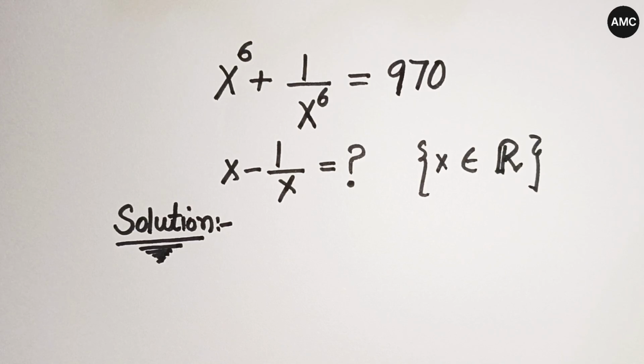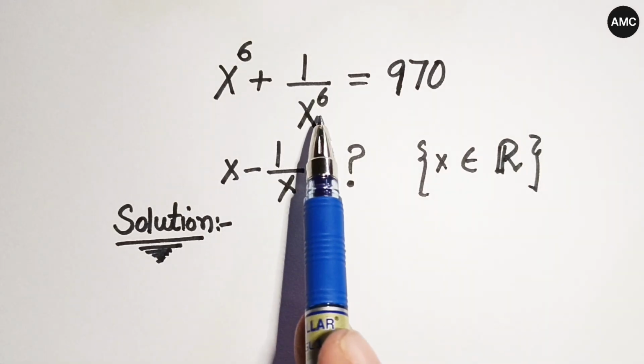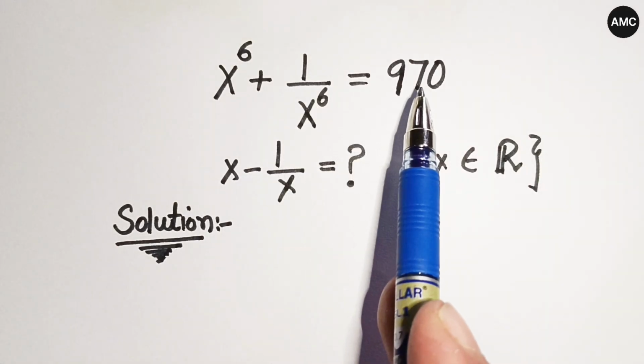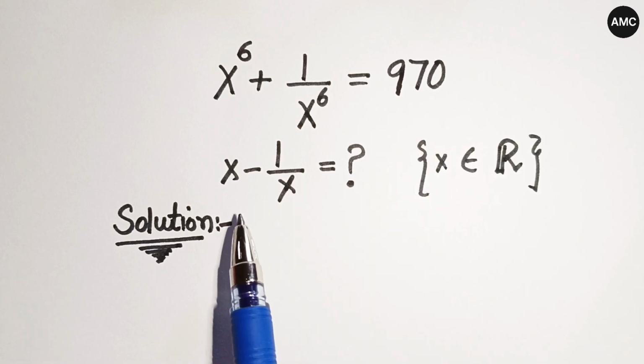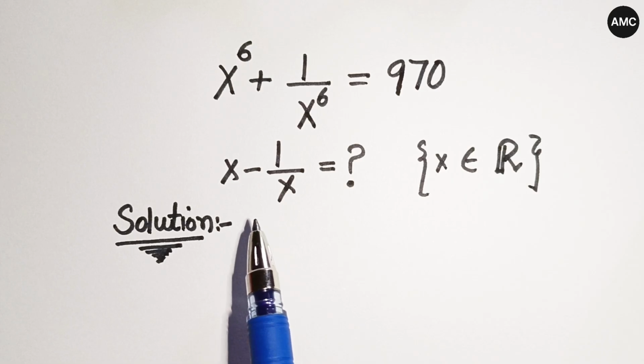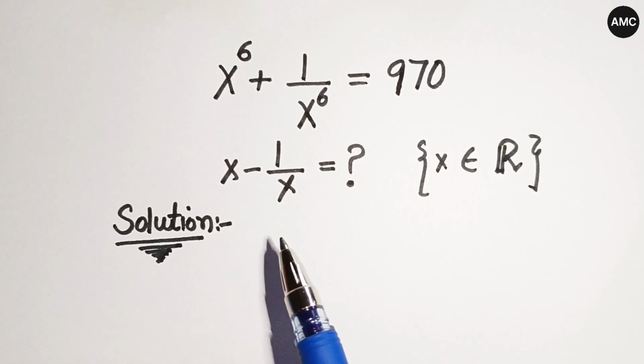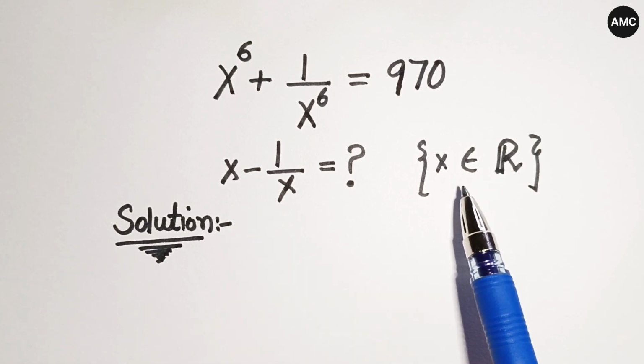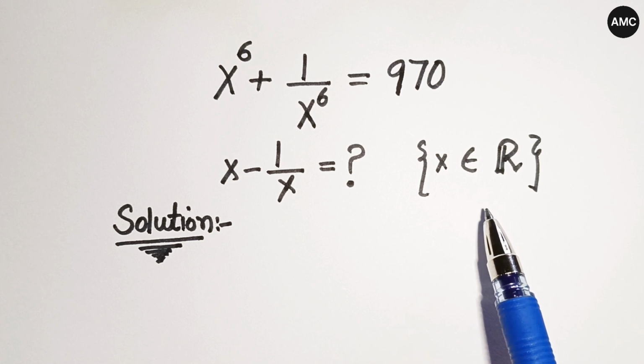Today we are going to solve a challenging Math Olympiad problem, and I hope it will boost your problem solving skills. So our problem is x to the power 6 plus 1 over x to the power 6 is equal to 970. Here we have to find all possible values of x minus 1 over x. And remember that here x is an element of the real numbers.